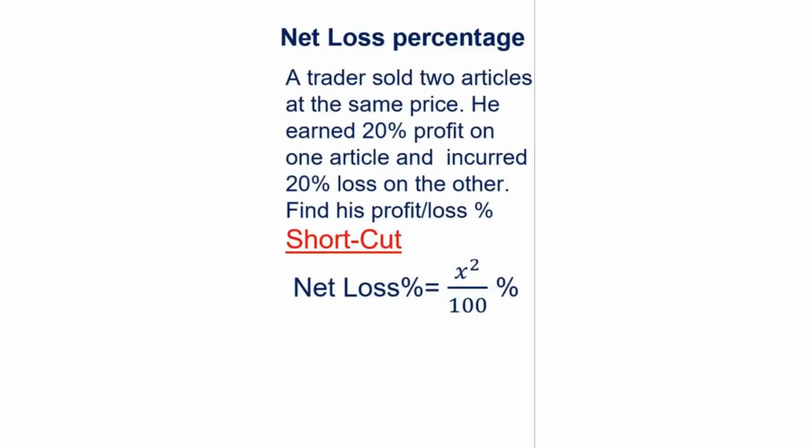We will discuss a shortcut for net loss percentage. A trader sold two articles at the same price. He earned 20% profit on one article and incurred 20% loss on the other. Find his profit or loss percentage. Here, selling prices are same.